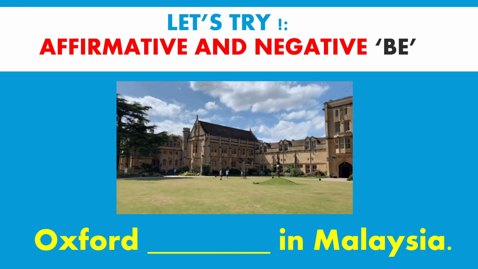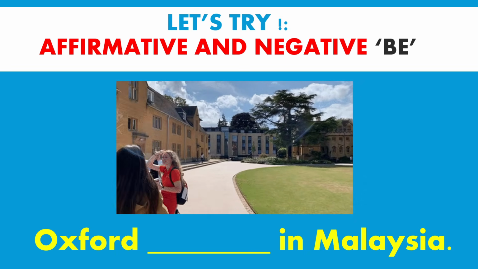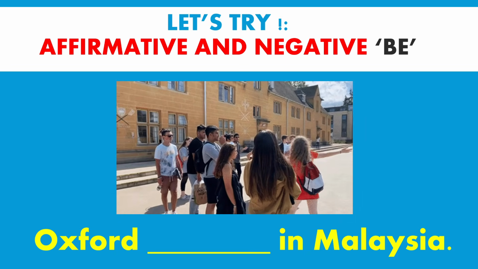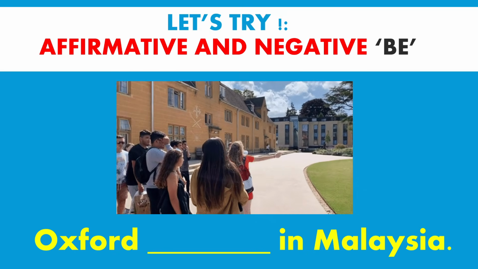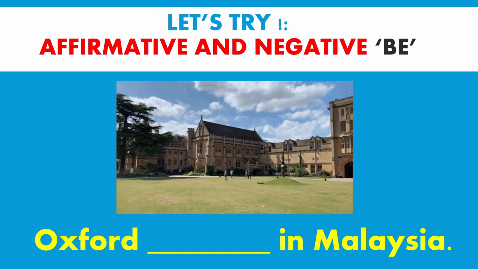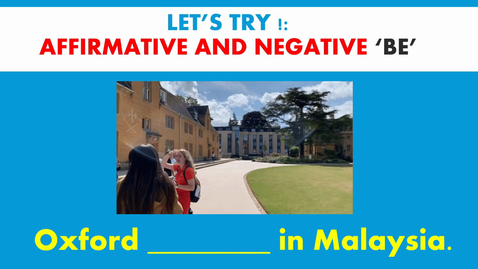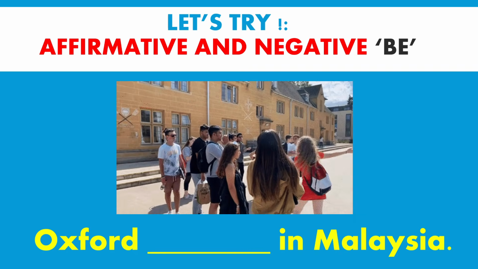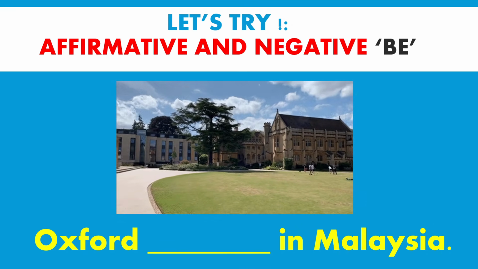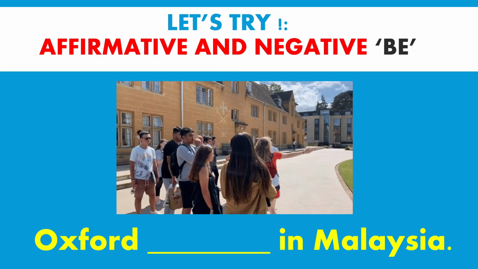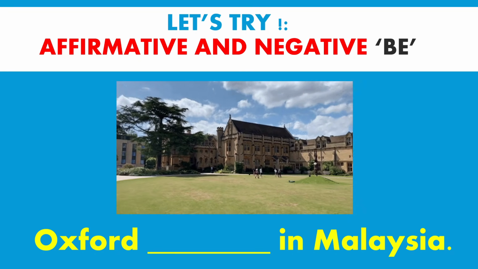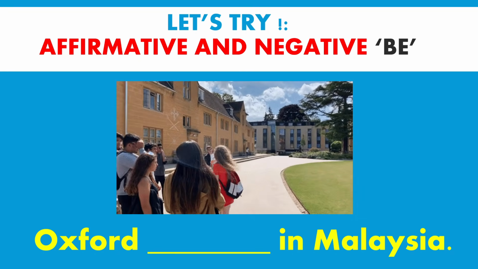Next, Oxford in Malaysia. Are you sure Oxford is in Malaysia? So this sentence is not affirmative. This sentence is definitely negative. It means that it's a no statement. Because Oxford, we don't see it in Malaysia. Oxford is in the United Kingdom. So when we want to say no to this statement, how do we say it?